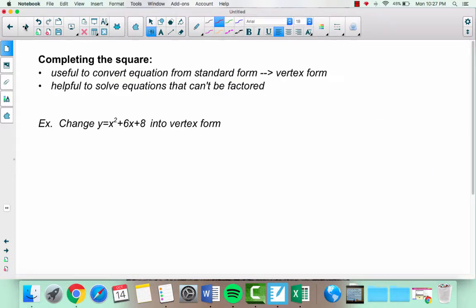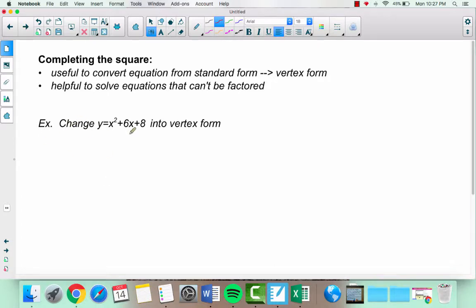We would use completing the square for basically two different scenarios. The first one would be if you want to convert your equation from standard form into vertex form. And the second one would be if you were solving an equation that could not be factored. We're going to start off by just practicing converting the equations from standard form to vertex form, and then we'll get into the solving.